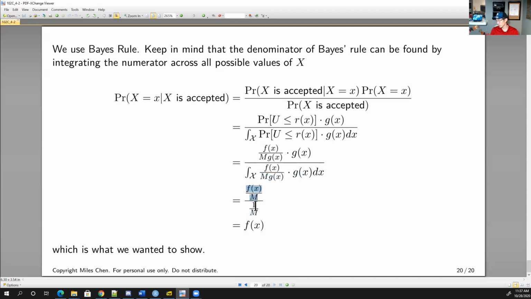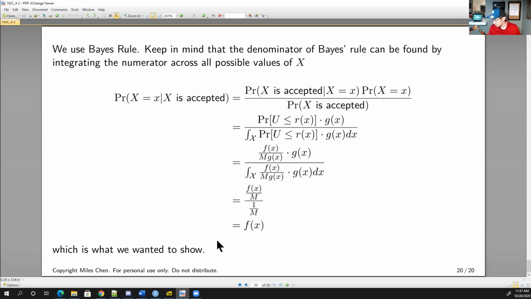So I got f of x over m divided by 1 over m, and that's going to result in f of x. Okay, and so the probability of getting a particular value x, given that we accept x in the first place, that's going to be f of x. And that's what we wanted to show.